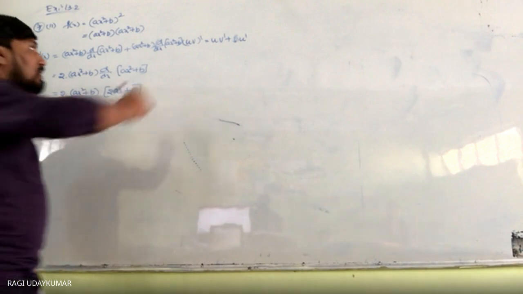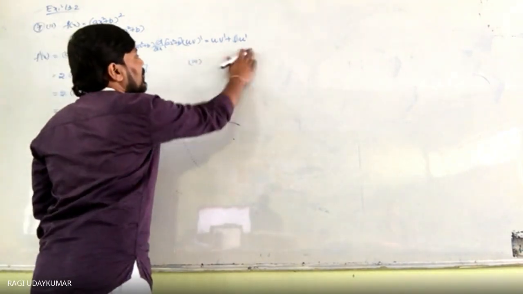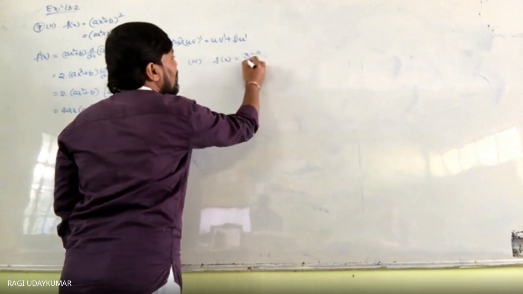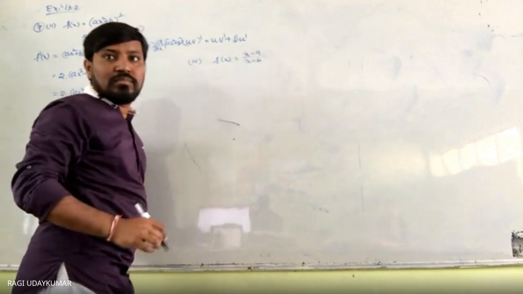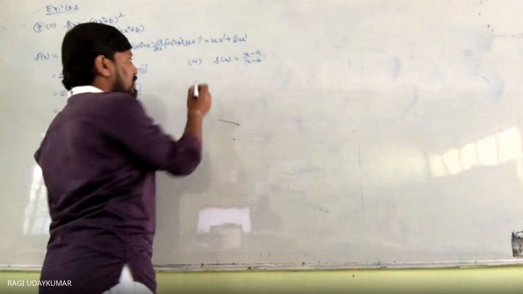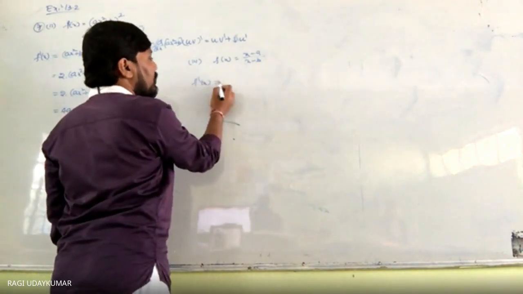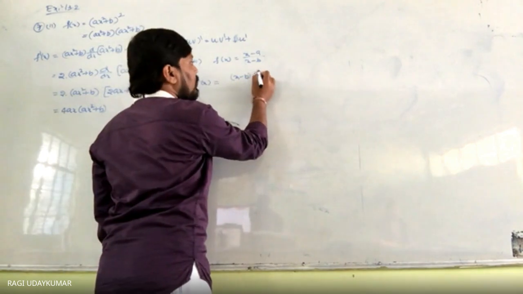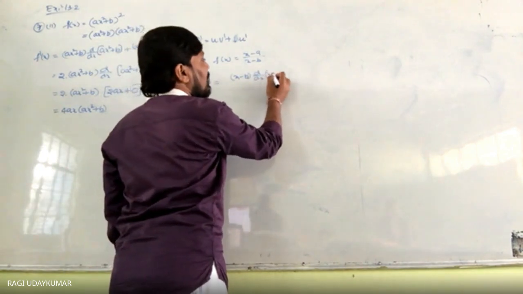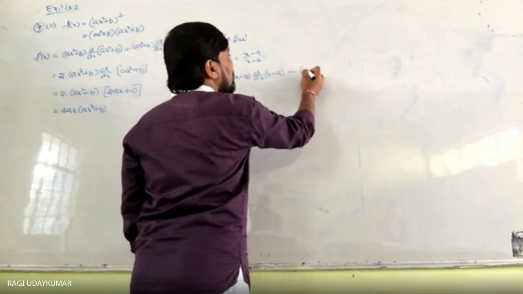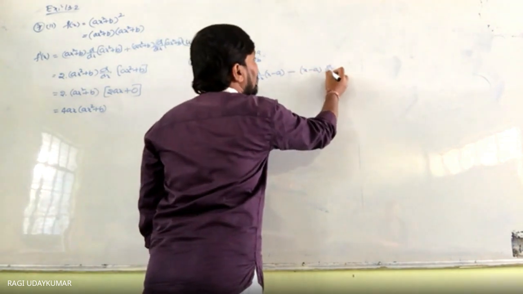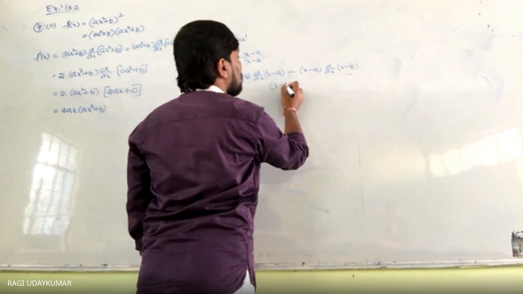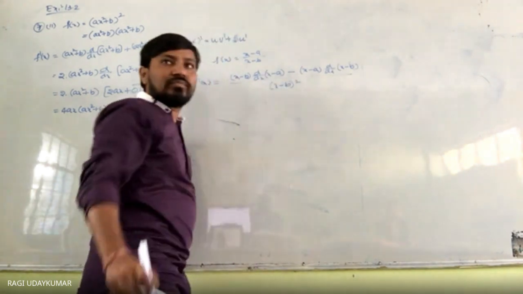In the same way, the third question asks you to find f of x is equal to x minus a by x minus b. To find its derivative, you have to use the quotient rule: x minus b into d by dx of x minus a, minus x minus a into d by dx of x minus b, all by x minus b whole square.